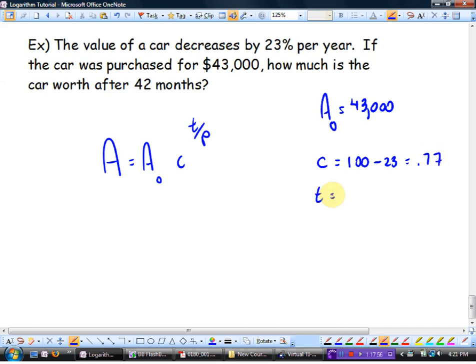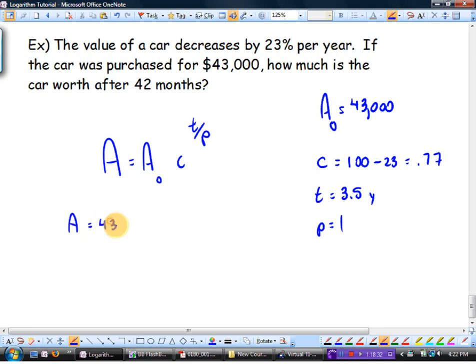Time, I've got to go in years, so 42 months is 3.5 years. It's 3 years, 6 months. 36 months would be 3 years, and then I added six more. Now, the period is how often per year this occurs. Once per year, so the period is going to be irrelevant. This is going to be straight plug and chug.